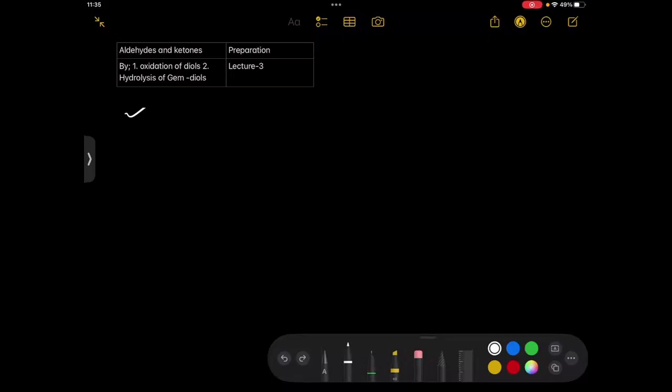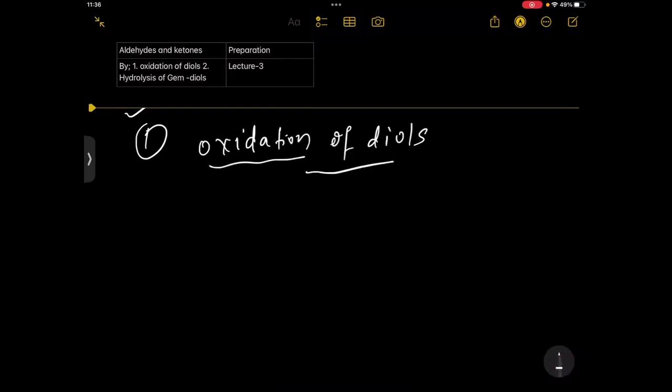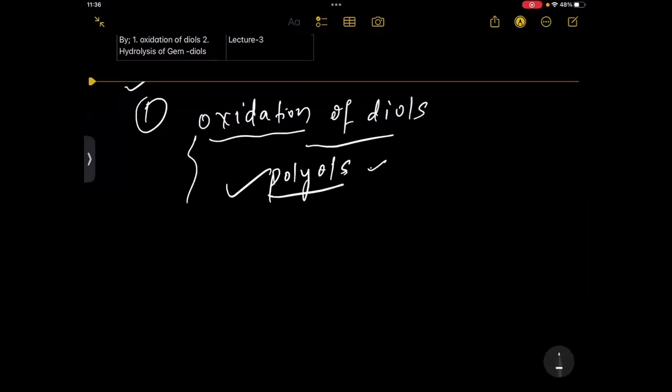Let's start here. First we are going to understand the preparation of aldehydes or ketones from the oxidation of diols. We can also say polyols, because if you have multiple OH groups, we can say polyols. If two OH groups, a minimum of two OH will be required, that is called diols. From this way we will get the aldehyde or ketones.